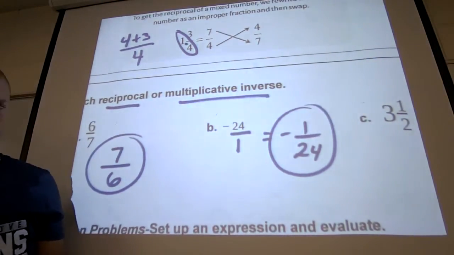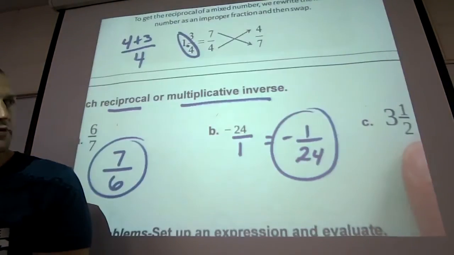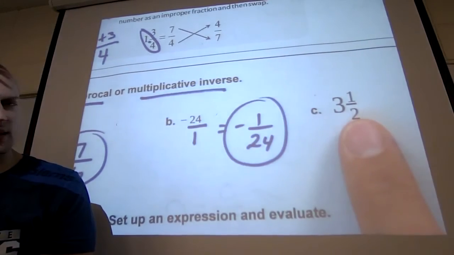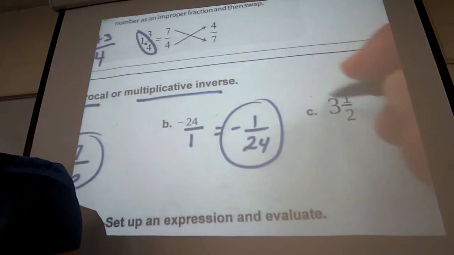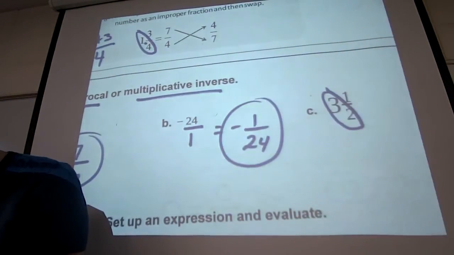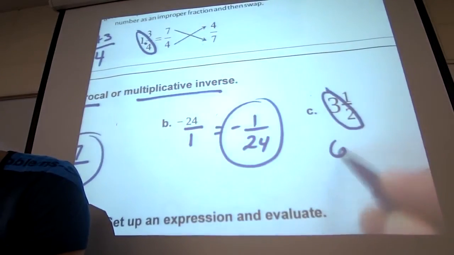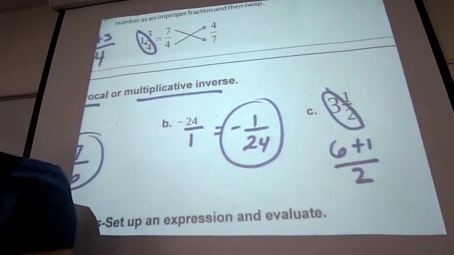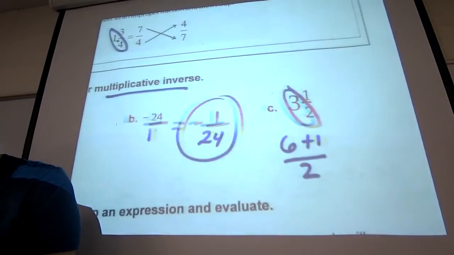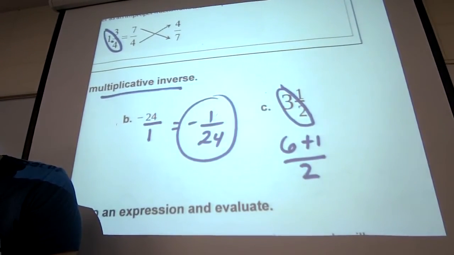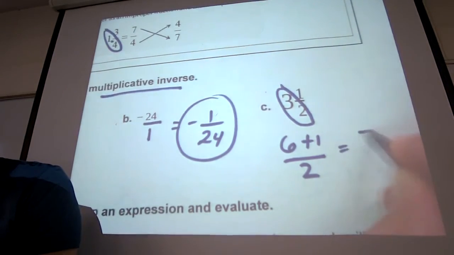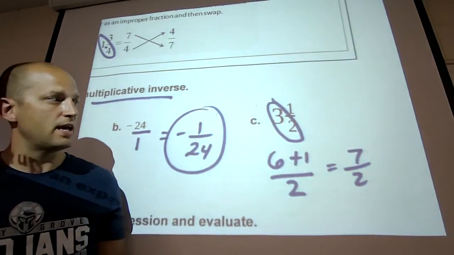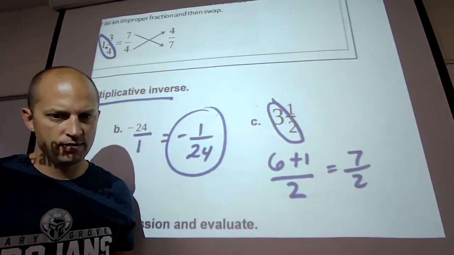All right, last one. I have 3 1/2. Okay, this is, again, that mixed number. I'm going to multiply these two together. So 3 times 2 is 6. And then I'm going to add it to 1 over my denominator. So 3 times 2 is 6 plus 1 is 7 over 2. If I put 7 over 2 in my calculator, that is 3.5.